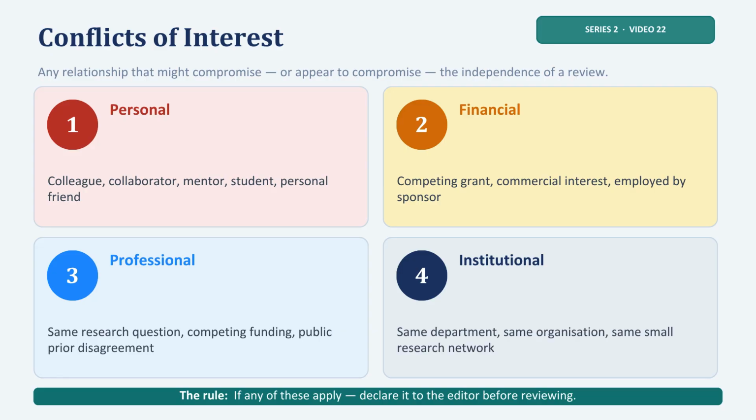Financial conflicts. The reviewer has a financial interest in the research, employment by the sponsoring company, a competing grant application, or commercial interest in the technology being evaluated. Professional conflicts. The reviewer is working on the same research question, competing for the same funding, or has a recent history of public disagreement with the authors. Institutional conflicts. The reviewer and authors share the same department, organization, or small research network where independence cannot be assumed.